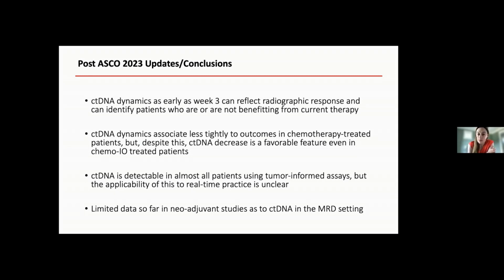Using these more sensitive assays, ctDNA is detectable in almost all patients in the metastatic context, but how we would apply this in real-time practice is unclear, and it's something we can talk about. And I think a lot of the interest is in studying this in the earlier stage setting, post-surgery or post-chemo RT. We have a lot of neoadjuvant trials that have had outcome data read out, and I think we will see a lot more data on ctDNA as a surrogate for path-CR or in concordance with path-CR, but we just haven't seen a lot of those studies.